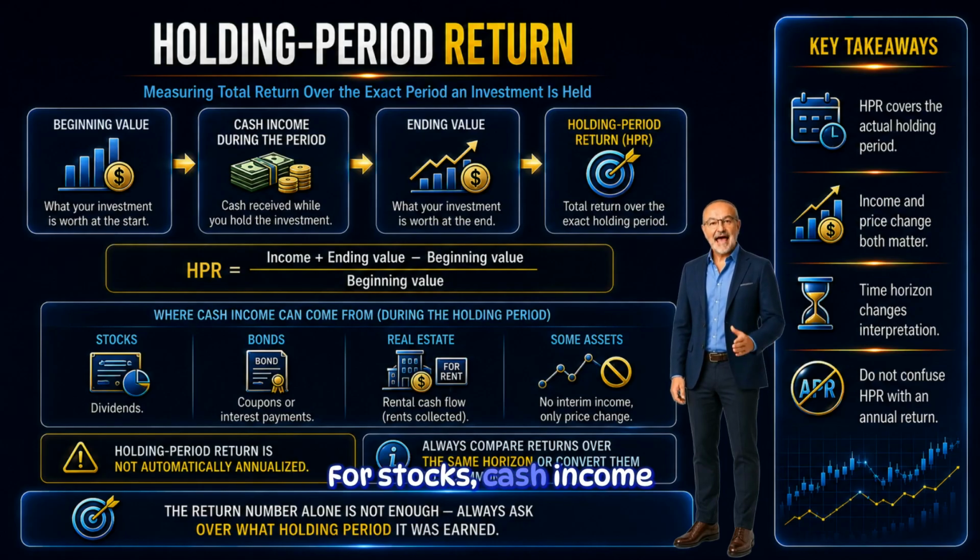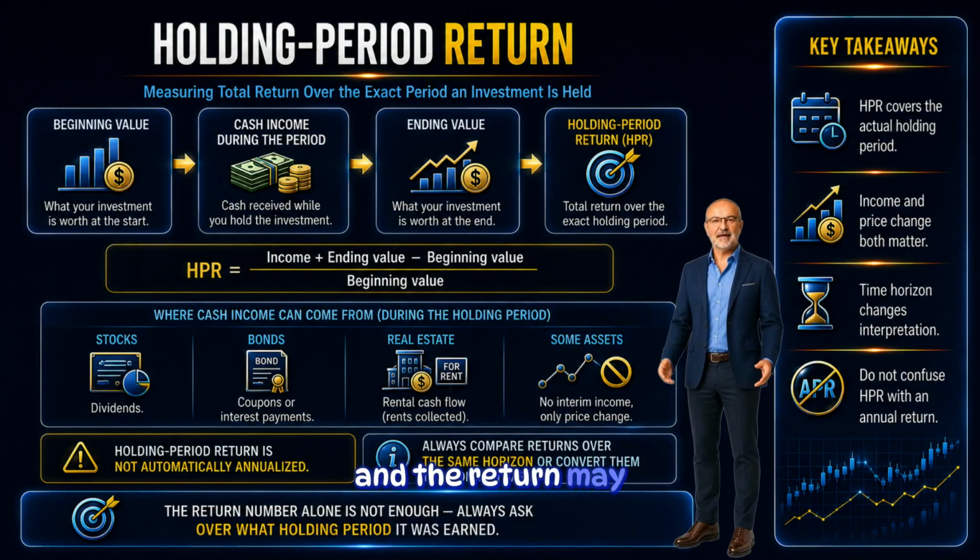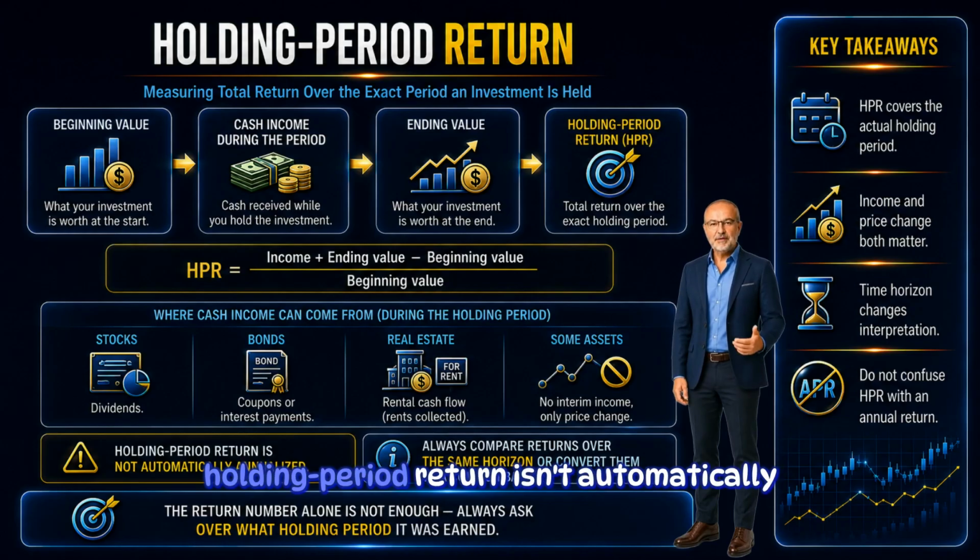For stocks, cash income may come from dividends. For bonds, it may come from coupon payments or interest. For real estate, it may come from rental income, after considering the relevant cash flows. For other assets, there may be no interim cash income at all, and the return may come entirely from the price change. One important warning: a holding period return isn't automatically annualized.